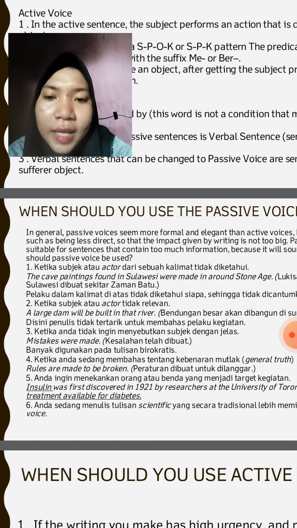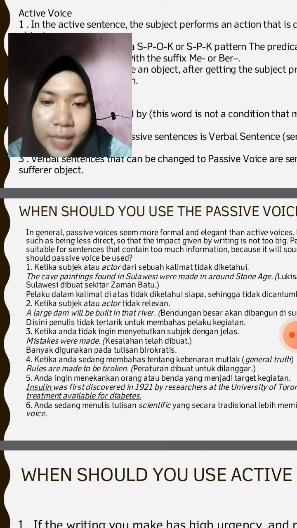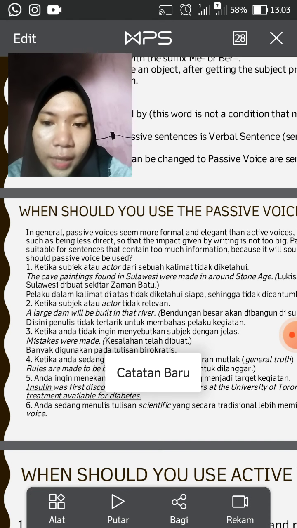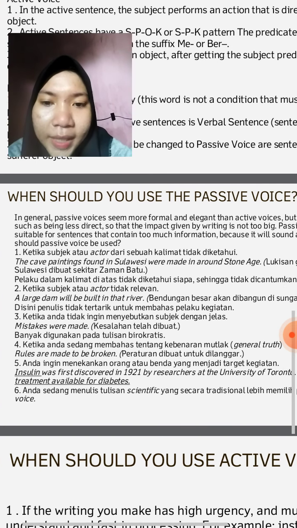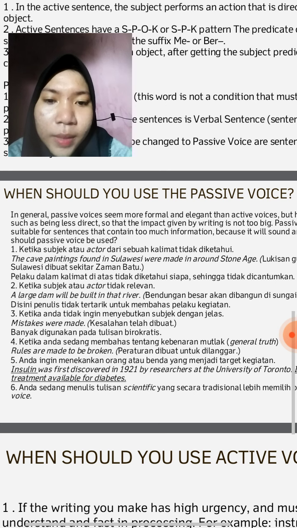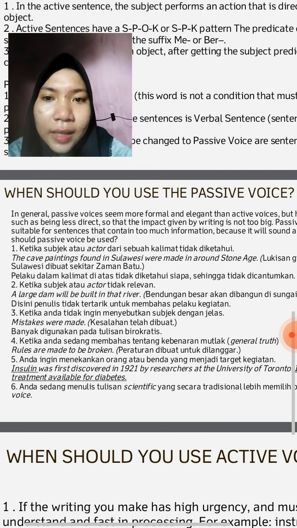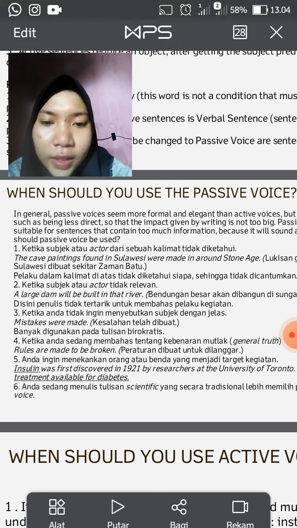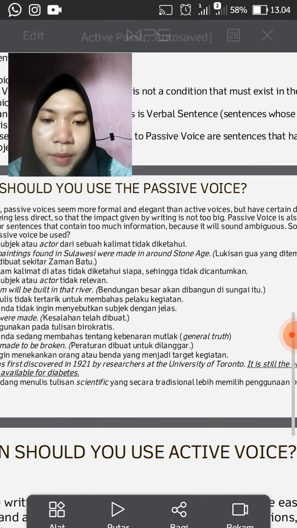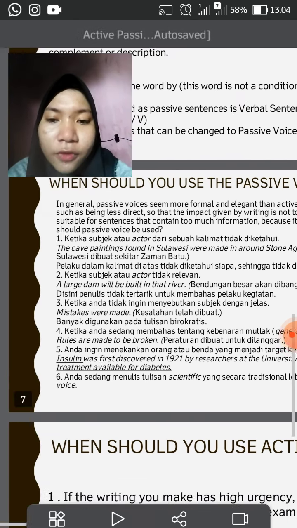Contohnya, mistakes were made. Yang keempat, ketika Anda sedang membahas tentang kebenaran mutlak. Contohnya, rules are made to be broken. Yang kelima, Anda ingin menekankan orang atau benda yang menjadi target kegiatan. Dan yang keenam, Anda sedang menulis tulisan saintifik yang secara tradisional lebih memilih menggunakan passive voice.